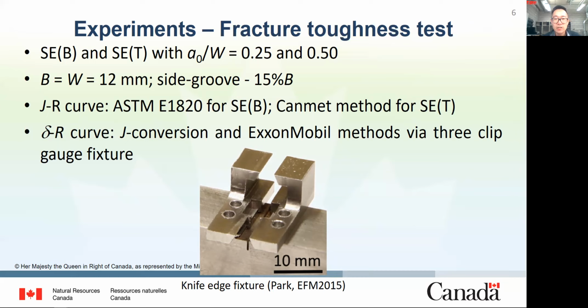The J-R curve testing used ASTM E1820 and CanmetMATERIALS procedures for the SEB and SET specimens respectively, and a 3-clip gauge was attached to the specimen to calculate the J-converted CTOD and geometric CTOD values by the XMobile method. This figure here shows the knife edge fixture.